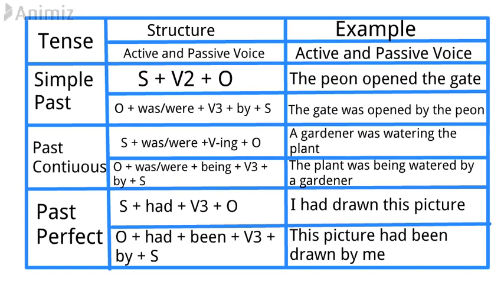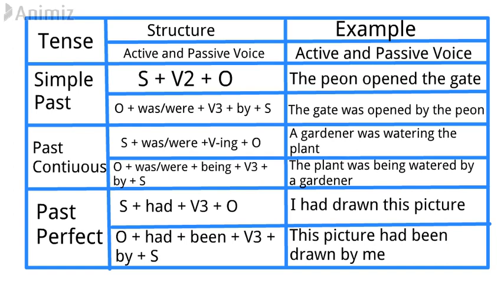Now past continuous. In the structure of past continuous: subject, was or were according to the subject, ing form of the verb, and object. A gardener was watering the plant. When we change into passive voice, we take the object in the place of the subject, was or were according to the object, plus being and third form of the verb by and subject. Here is the example of passive: the plant was being watered by a gardener.